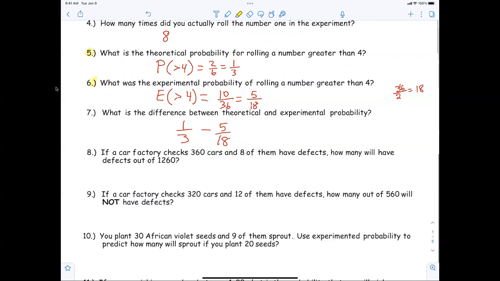Multiply 1/3 times 6. That is correct. Beautiful. So now you get 6 over 18 minus 5 over 18, which is what? Say that again. 6 minus 5 today.